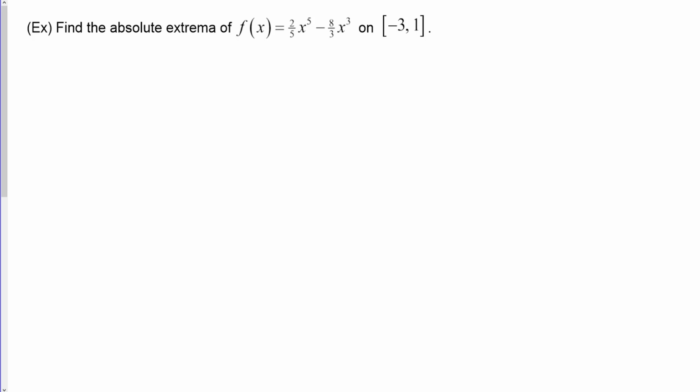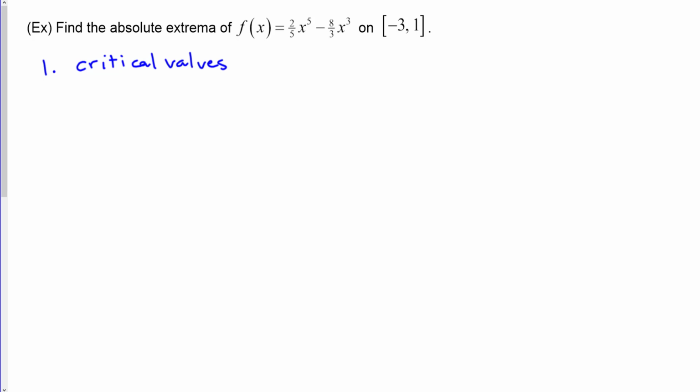Our test is very easy. All we have to do is plug these values into the function, see which one is highest and which one's lowest. But we have to collect all those points first. So the first thing let's get is the location of critical values, because critical values is where relative extrema could possibly happen.